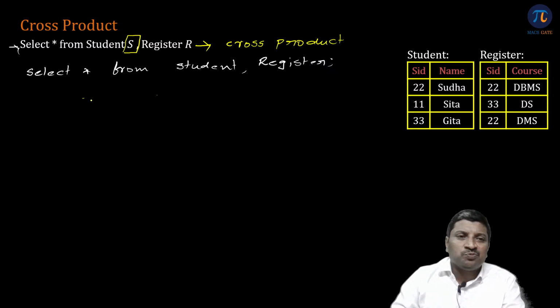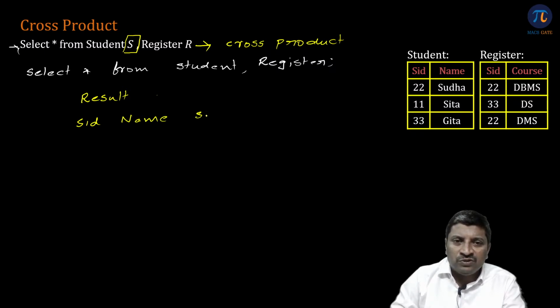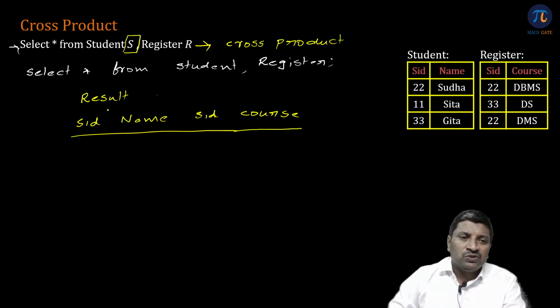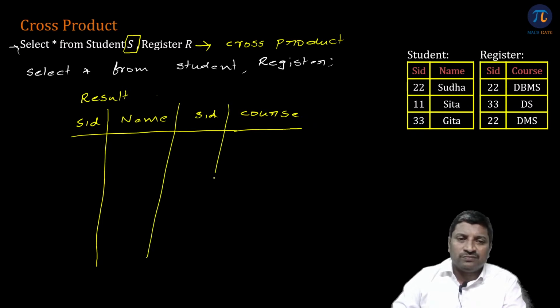How to form the cross product, sir? So the result will consist of the attributes student ID, name, student ID, course. Right? So these are the attributes we are having in the result.